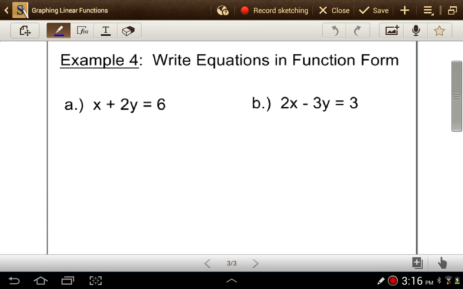All right, our last example, write equations in function form. Well, function form is the form that I was kind of giving you in the other ones, where it was y equals and then the rest of your problem. So what we want to do in function form is we want to figure out what y equals. We're basically solving multi-step equations and solving to figure out what y equals.